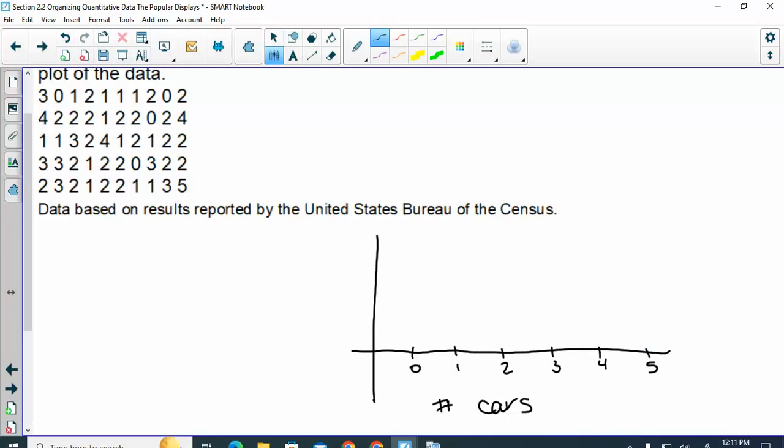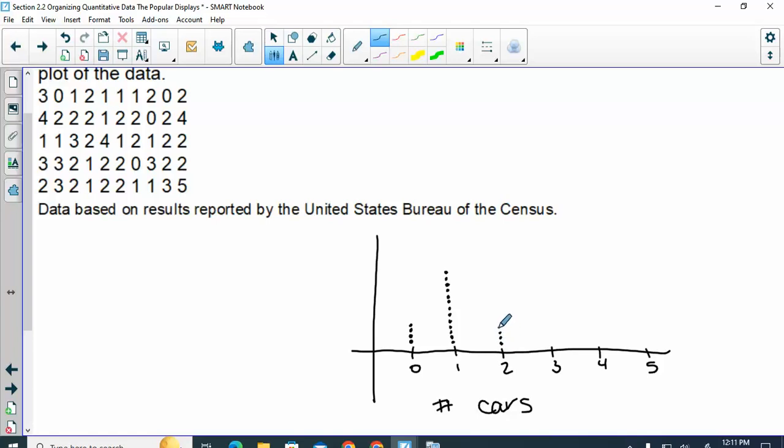Then look back, we made a histogram or a frequency distribution of this at the very beginning. So 0 cars showed up how many times? 4. So you put 4 dots, just one on top of the other. 1 car we had... 2 cars, we had 22.